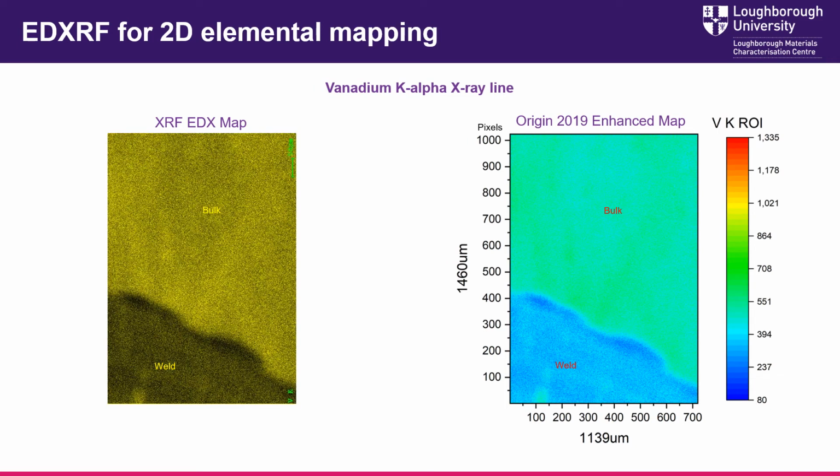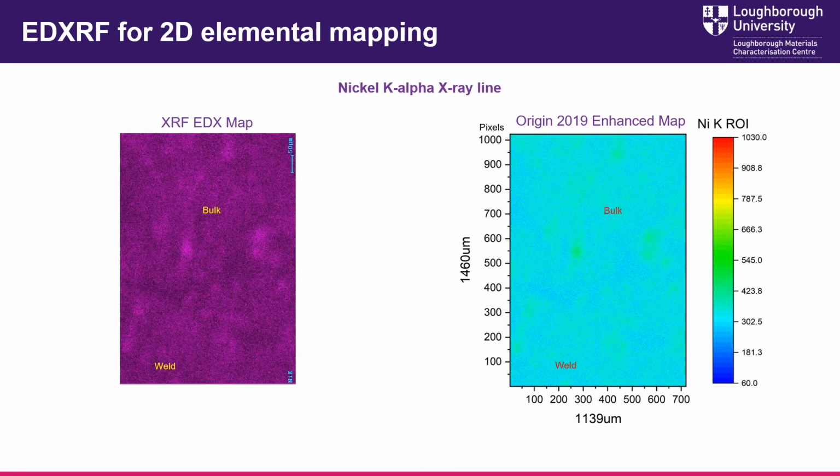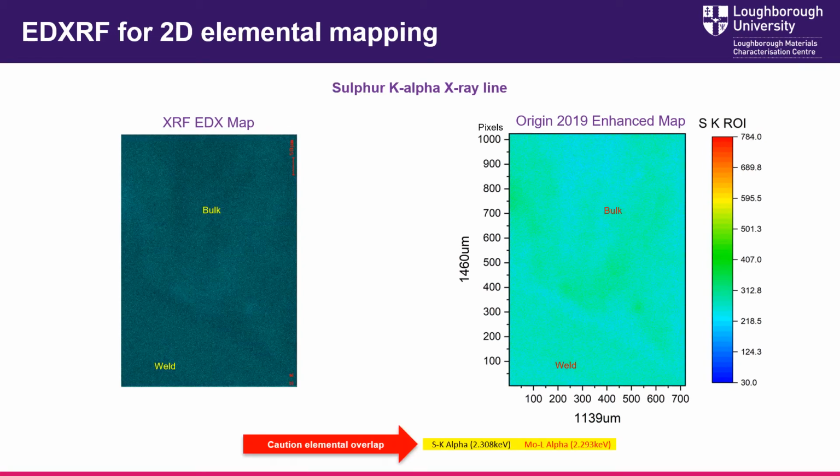With vanadium, the quantity is sparse in the weld region when compared to the bulk region. Nickel is relatively homogeneous across the whole sample, with some slight cluster features shown. Sulfur is also generally homogeneous across the sample. It is important to note that the sulfur K-alpha X-ray line and molybdenum L-alpha X-ray line are very close to each other and can be difficult to discriminate.